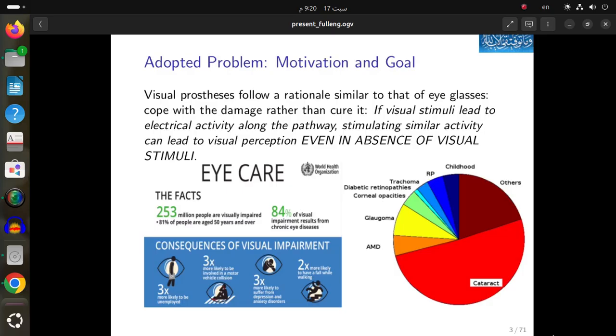Visual prostheses depend on the rationale that if presenting an image to a healthy person results in a pattern of electrical activity along the visual pathway, the opposite would be possible. If we impose the expected electrical activity pattern on the visual pathway corresponding to a certain image, the blind person will perceive the image even if he cannot actually see it with his eyes.